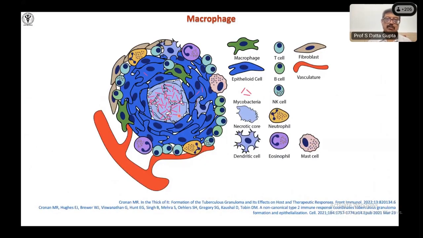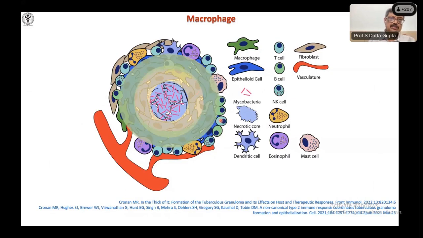Now a granuloma is like the foyer of a medical college. A whole lot of people going in and going out. So it's not only just epithelioid cells with necrosis and the organism. You can have T cells, B cells, NK cells, neutrophils, mast cells, and even blood vessels. A whole lot of cells in there.